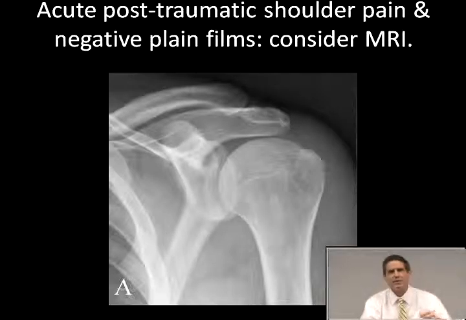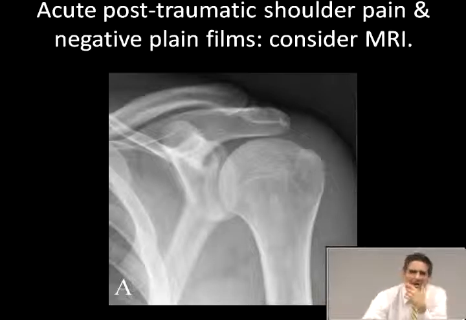a negative plain film, and you're really thinking, wow, this patient has to have a fracture of some sort, he's just too tender, just too sore, or if you think, oh, this patient's really painful, maybe they have a soft tissue injury, MR is usually your study of choice. The MR can show you occult fractures and significant soft tissue injury.